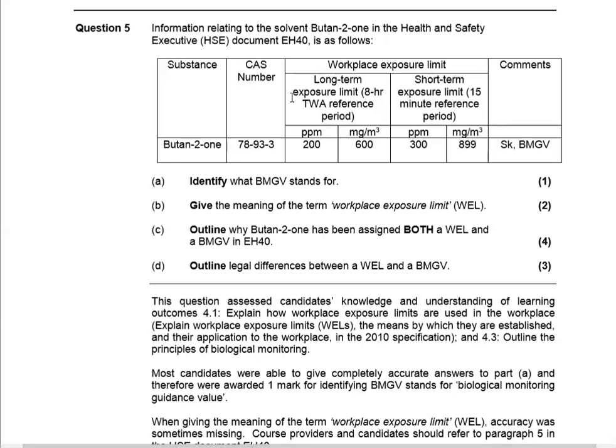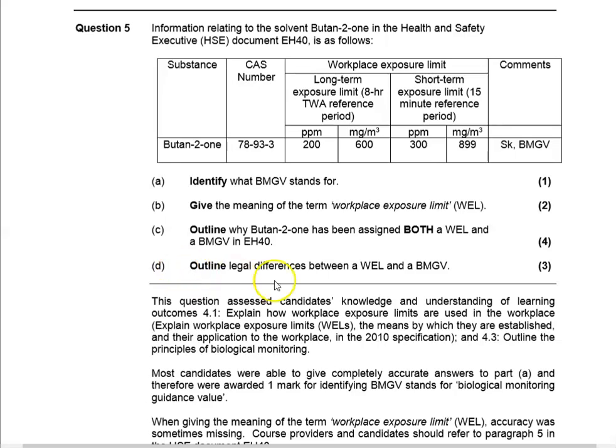They have given you here a snapshot of butan-2-one. The CAS number, we look at the top of it, the workplace exposure limit, which would have the long-term exposure limit for eight hours, and then the short-term exposure limit also for 15 minutes. Here what you have is some acronyms, SK and then BMGV. So the first piece of this question, July 2017: identify what BMGV stands for. Give the meaning of the term workplace exposure limit. Outline why butan-2-one has been assigned both a workplace exposure limit and a BMGV in EH40. And part D, outline the legal difference between workplace exposure limit and the BMGV.